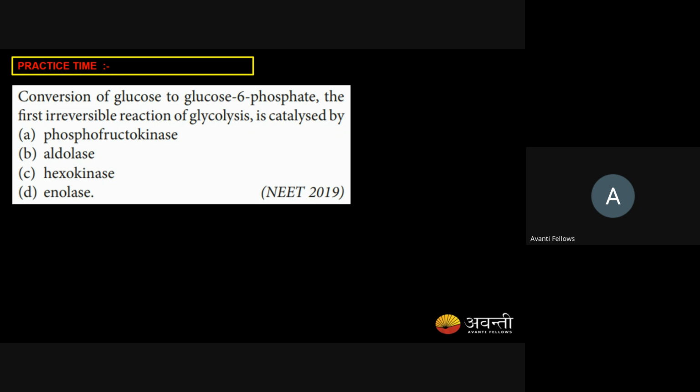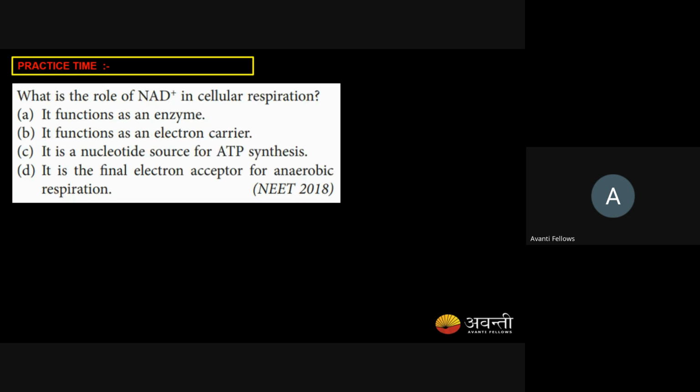Conversion of glucose to glucose 6-phosphate, the first reversible reaction, is catalyzed by which enzyme? C. Hexokinase. Very good. ये question PYQs में आता है, so it has already been asked in NEET 2019. The correct is C. Next question.